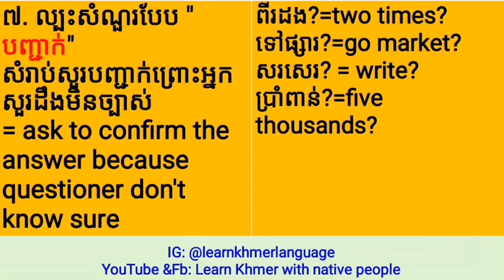And for this type of question sentence we use when we already know the answer but we don't know sure is it right or not. So we ask to confirm the answer. So let's see the example. ពីរដង, it means that 2 times. Or ទៅផ្សារ, it means that go to market. Or so say, it means that right.